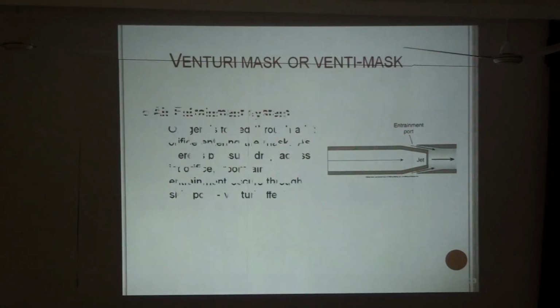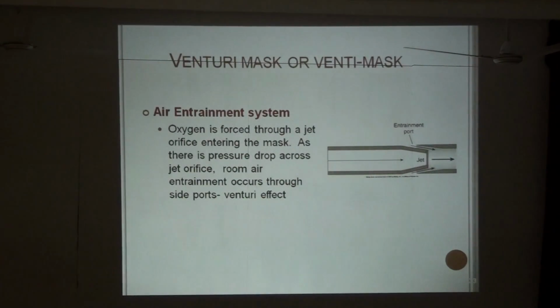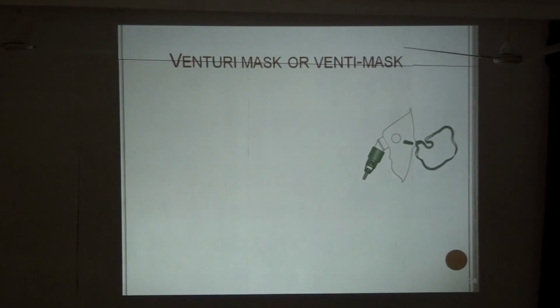We can see here the air entrainment system: oxygen is forced through a jet orifice entering the mask. As there is a pressure drop across the jet orifice, here there is a pressure drop, room air enters through the side port, which is known as the Venturi effect, as I was telling. So this is the air entrainment system, and this is the Venturi mask. This is a mask like any other mask, but the only thing is the exhalation port: there is only one big port of this kind, and this particular sleeve actually acts for that Venturi effect.